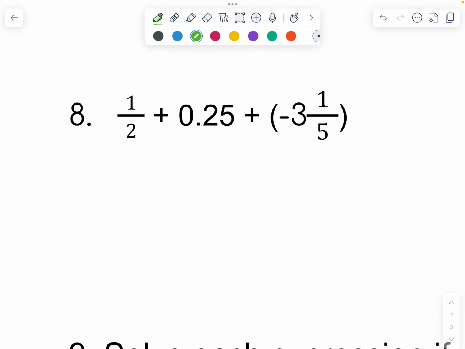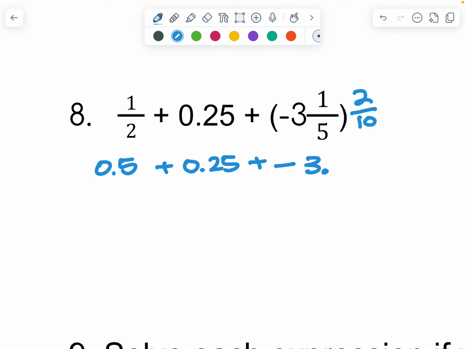Woo! All right, we have number 8. I have fraction, decimal, fraction. You could change them all to decimals or all to fractions. You're going to get the same answer either way. Maybe change it to a decimal. Here we go. I know 1/2 is 0.5, plus 0.25, plus a negative 3 and 1/5. If you doubled that, isn't that the same as 2/10? 2/10. Look at that. And if you can't do it like that, you can divide 5 into 1.